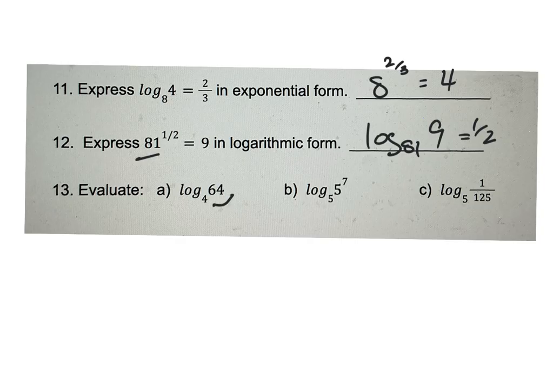13 is asking you, 4 to what power is 64? 4 cubed is 64. Part B: 5 to what power is 5 to the 7th? 7. I don't know what to say about that one. C, 5 to what power is 125? Now, because it's been flipped, you got to put a negative, and because now we're thinking about 125s. 5 to what power is 125? 3. So that's the -3 power. Hope that makes sense. Anytime you're going to flip something, it's going to be negative, and then just forget about the fraction.